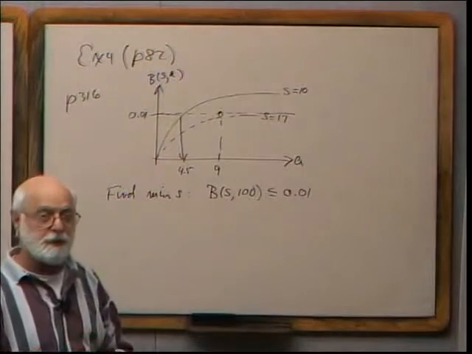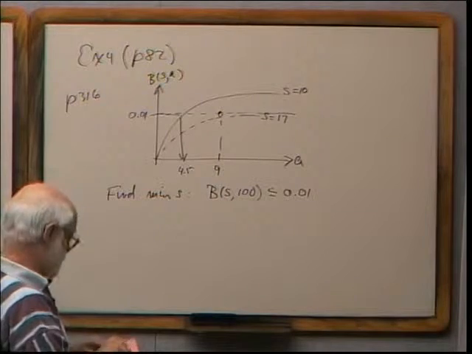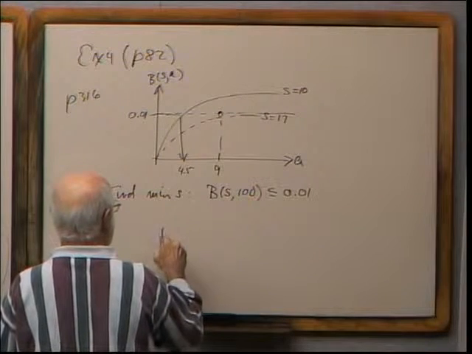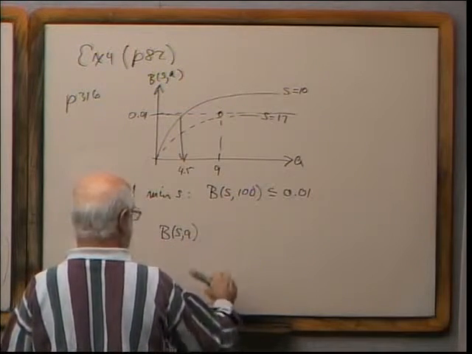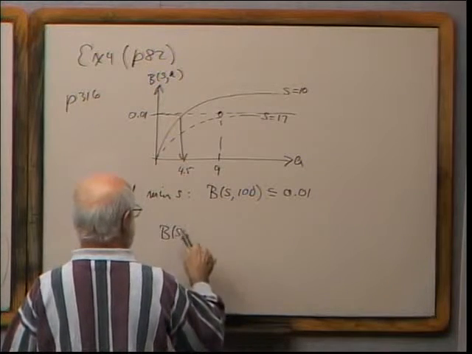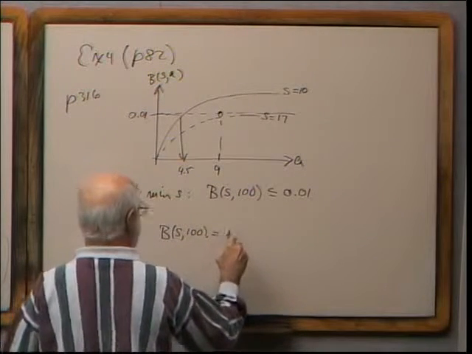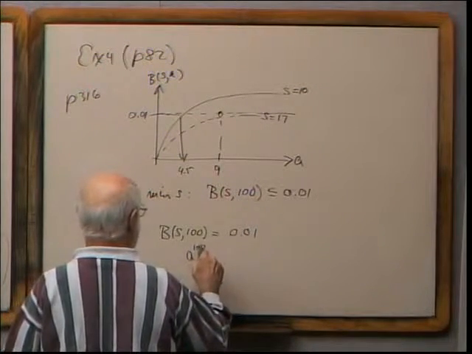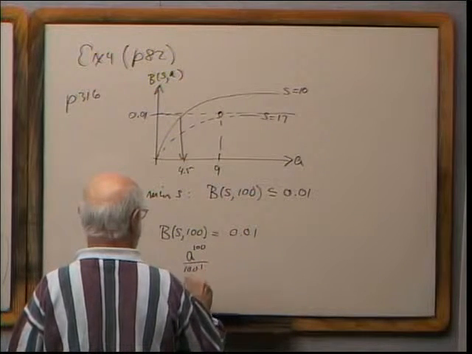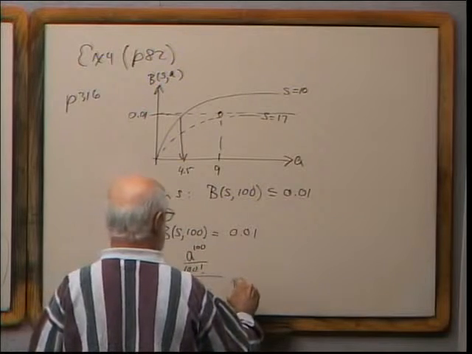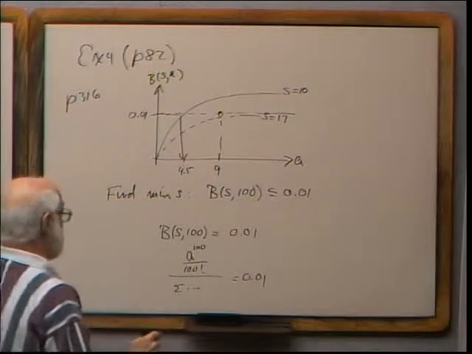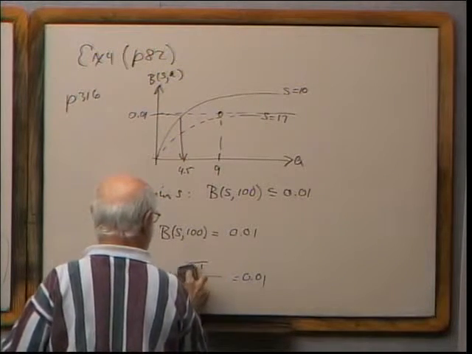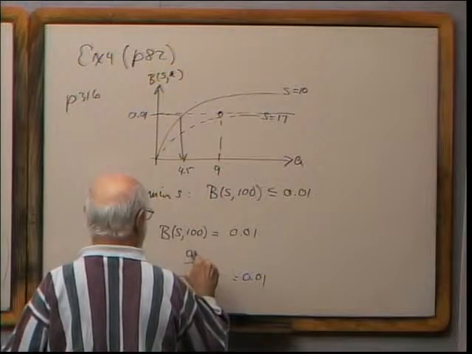So what I need to do is solve the equation that says I want to set, for example, the Erlang B of S and A for 100 equal to 0.01, which means I want to solve A to the S over S factorial divided by a sum of terms like that equal to 0.01 and find the value of S. Excuse me, no, I have that wrong. The A is 100. So I have A to the S, where A is 100.